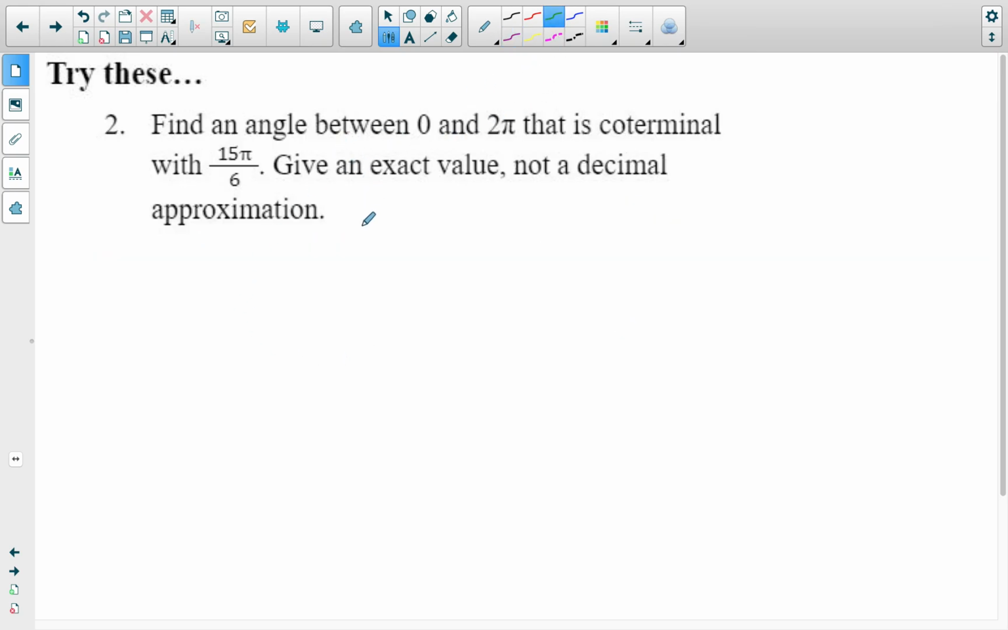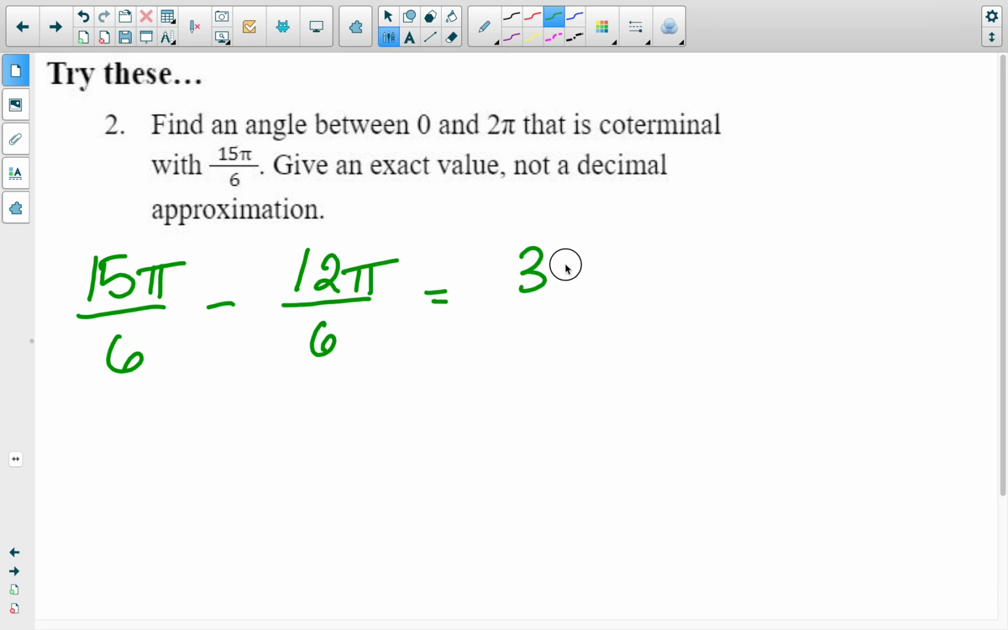Here we have radians. Find an angle that's coterminal with 15 pi over 6. What you should be able to notice is that this is bigger than 2 pi, because 12 pi over 6 would be 2 pi. So we need to subtract 2 pi, and the version of 2 pi that we're going to subtract has a denominator of 6. We subtract 12 pi over 6 to get 3 pi over 6, which reduces to pi over 2, which is also equal to 90 degrees.